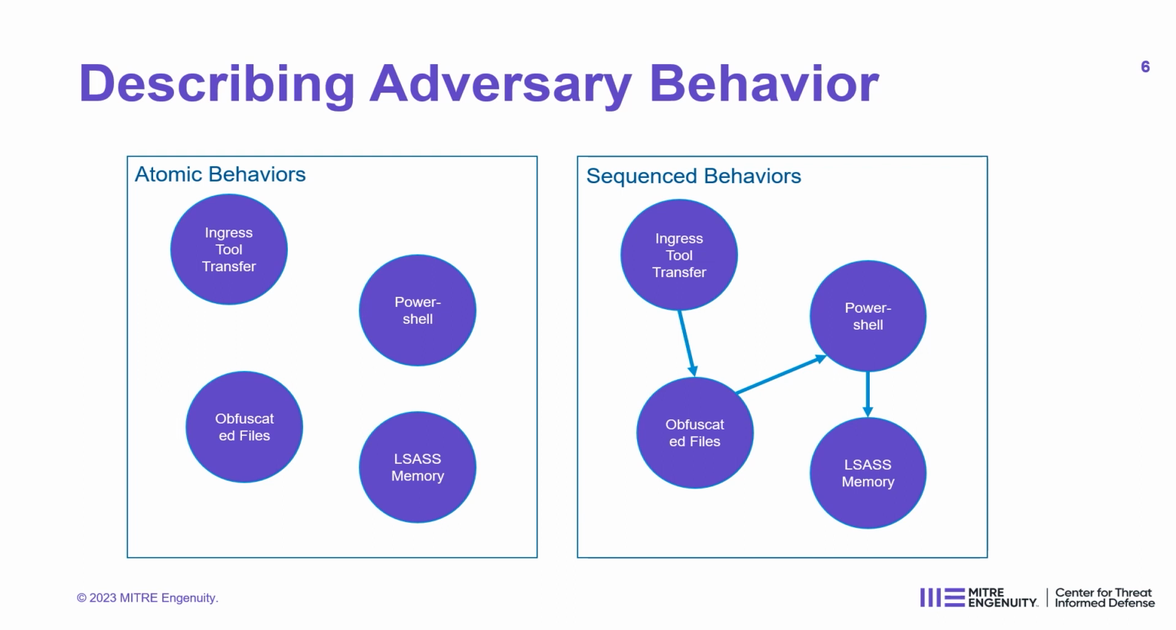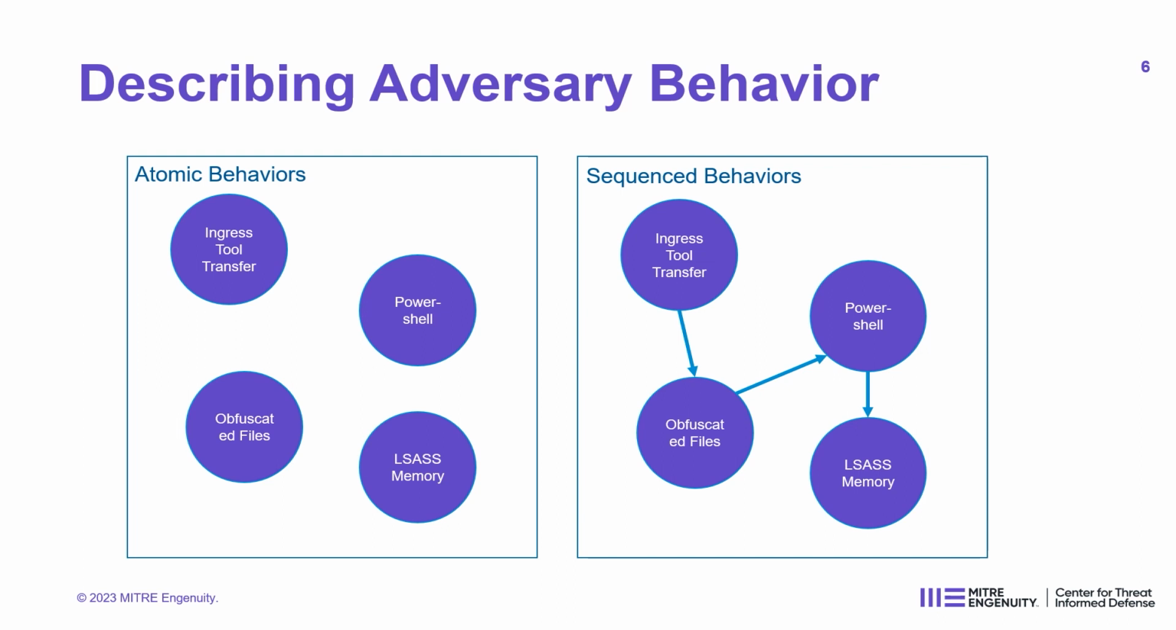On the left, we've looked at an incident and we've isolated the behaviors that we saw in that incident. So for example, we saw the attacker download tools. That's ingress tool transfer. We saw them execute PowerShell commands, also base64 encoded PowerShell commands. So that's obfuscated files. And then we saw them process dump LSASS memory.